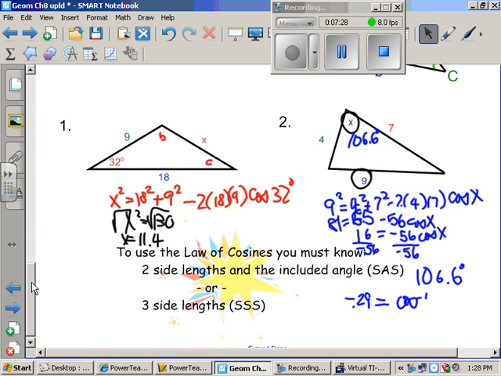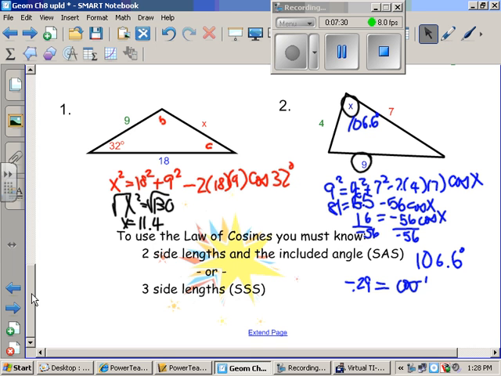And you're going to use the law of cosines when you have two side lengths and the included angle. See how we had two side lengths here and the included angle, or you have just three side lengths. So two side lengths and the included angle, or just three side lengths.